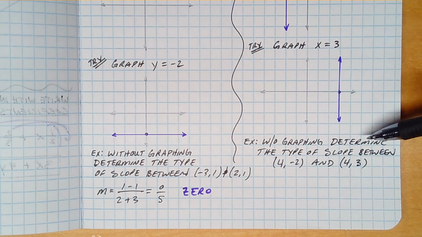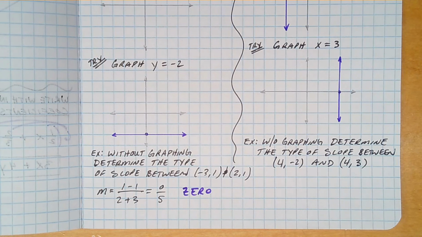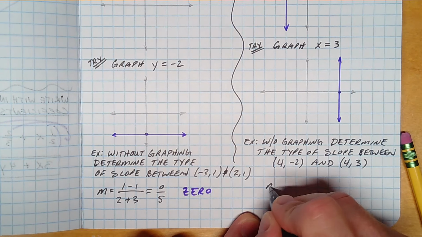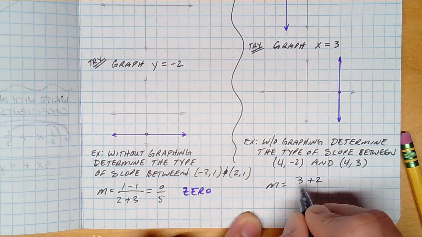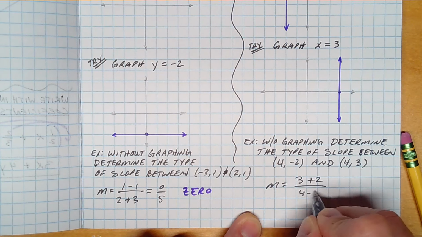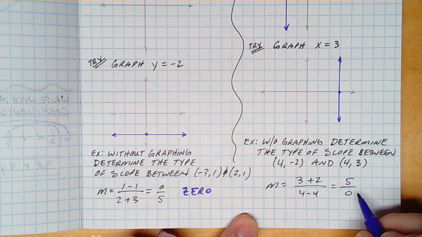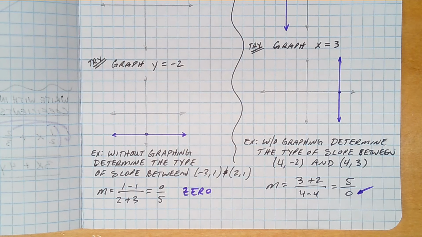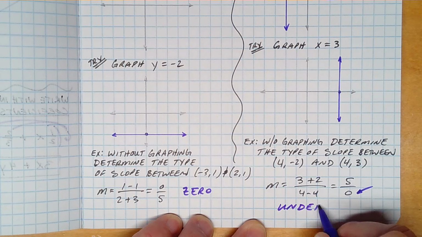All right, last example for this section. Without graphing, this W/O, that means without. That's short for without graphing. Determine the type of slope between 4, -2 and 4, 3. So I'm going to use the slope formula, and I see that m is going to be equal to 3 minus -2. So I'm going to turn that into 3 plus 2 over 4 minus 4. That's going to be 5 over 0. Right away, I can tell that this is going to be a slope that's undefined because I have a 0 in the denominator. So I'm going to write undefined.